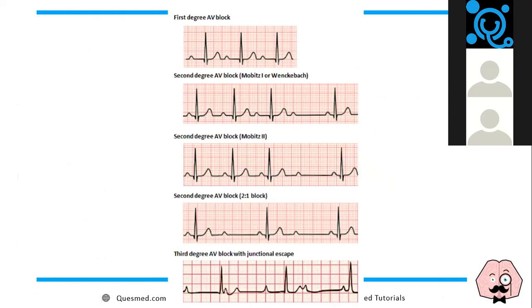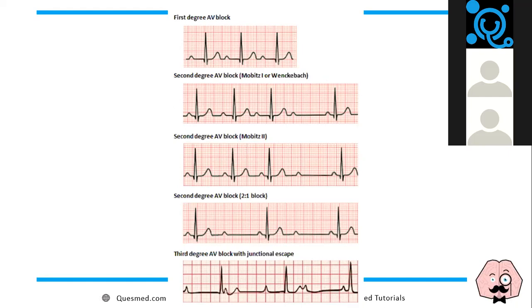The definition of atrial fibrillation is that there is an absence of P waves. So if you can't make out any discernible P waves, and there's often what we call a chaotic baseline, but there are QRS complexes, that means that the patient is in atrial fibrillation. So there are no P waves at all.